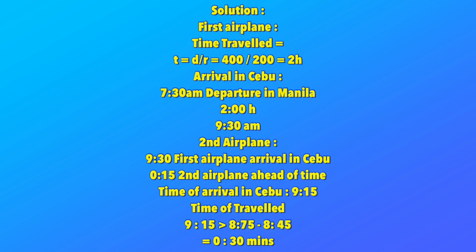Then the time of arrival in Cebu of the second airplane must be 9 hours and 15 minutes in the morning. So for the travel time, 9:15, we're going to subtract. 9:15 becomes 8 and 75. Then we are going to minus the 8 hours and 45 minutes. So 8 and 75 minus 8 and 45, so we have 30 minutes, the time of travel of the second airplane.